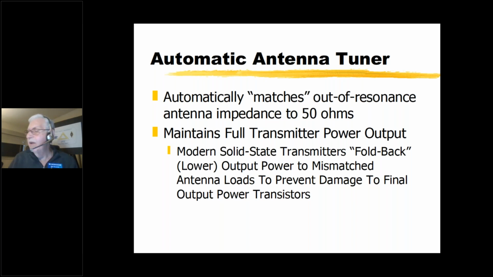Now, the thing about internal automatic antenna tuners is they're limited range, and they generally won't match in most radios anything beyond a SWR mismatch of more than 3 to 1.